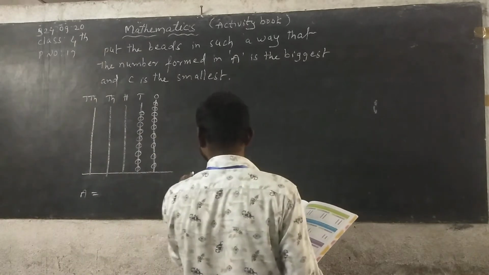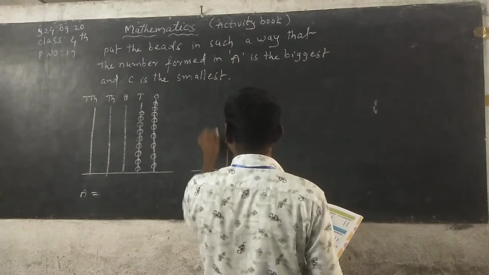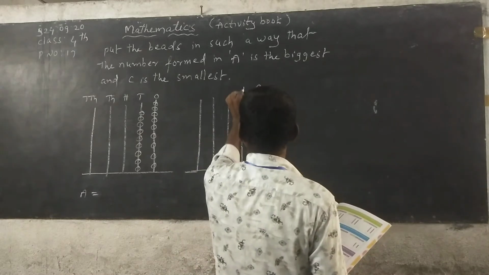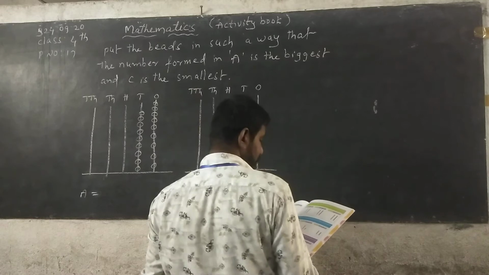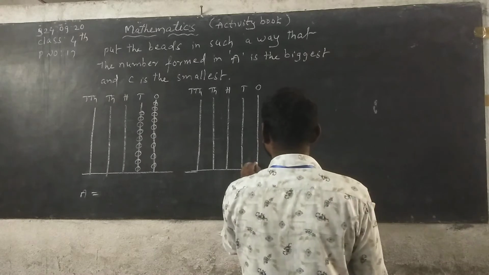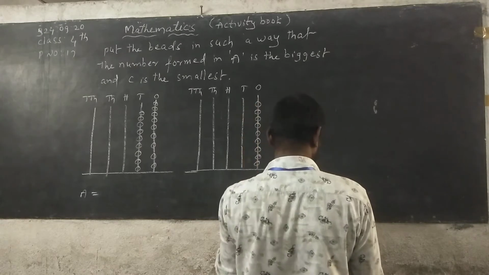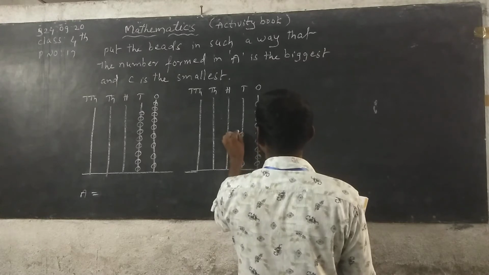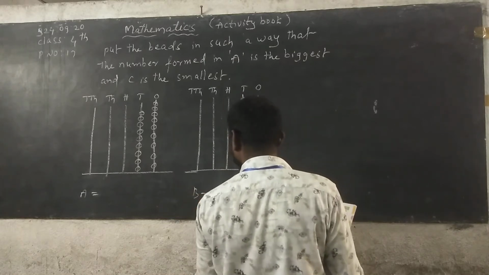Now second one. Ones, tens, hundreds, thousand, 10,000. Ones, tens, hundreds, thousand, 10,000. Here 9 beads. 1, 2, 3, 4, 5, 6, 7, 8, 9 beads. Here 9 beads. 1, 2, 3, 4, 5, 6, 7, 8, 9. Here B is equal to.